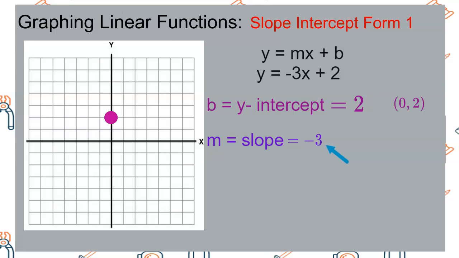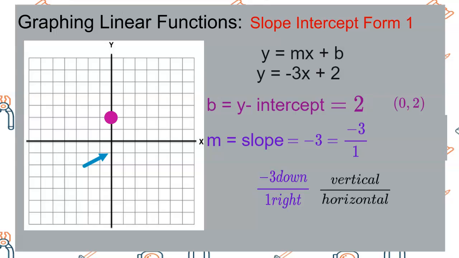To be able to use the slope, what we'll do is rewrite this as a fraction, making this negative 3 over 1. So negative 3 over 1 tells us where we need to go in order to find the next point on this function when we're graphing it. Negative 3 tells us we need to go 3 down from our y-intercept, and positive 1 here tells us we need to go 1 to the right. So this would be our next point.